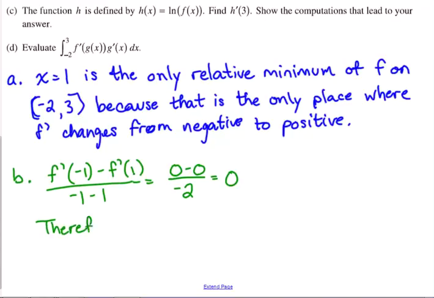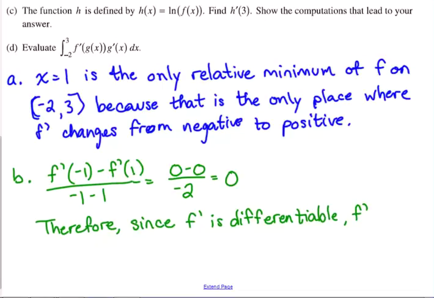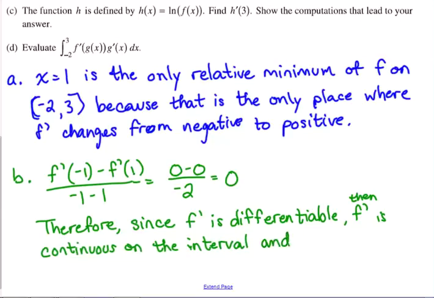Therefore, since f prime is differentiable, they told us that. Remember, anytime we use these theorems, we have to have differentiability and continuity. Since it's differentiable, then f prime is continuous. And by the mean value theorem, don't abbreviate it.